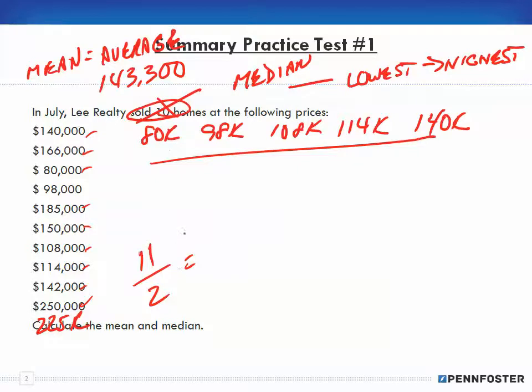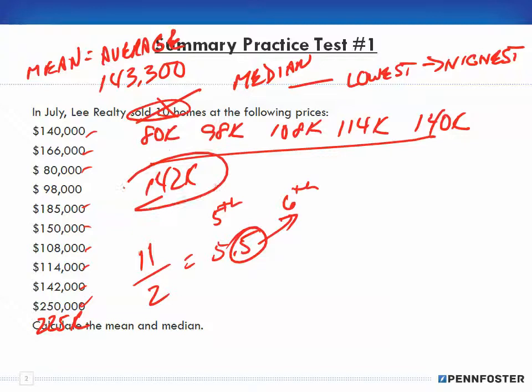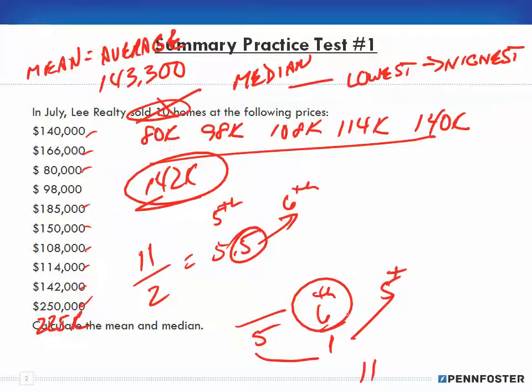11 divided by 2 is 5.5, right? Because 5.5 is between the fifth and the sixth, I have to find that half. In this case, that sixth value would have been the 142,000, and that would have been my median, because I would have 5 values, the sixth value would be 1, and then 5 more. That's 1. So 5 plus 1 plus 5 is 11 values. So I'd be looking for the sixth value there, and that sixth value was the 142,000.